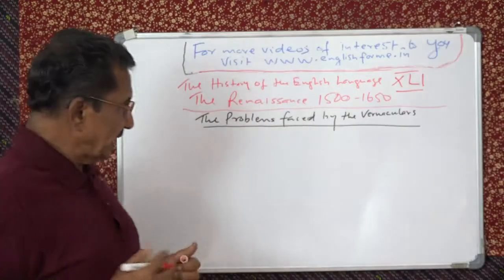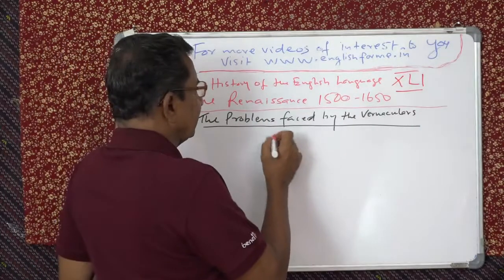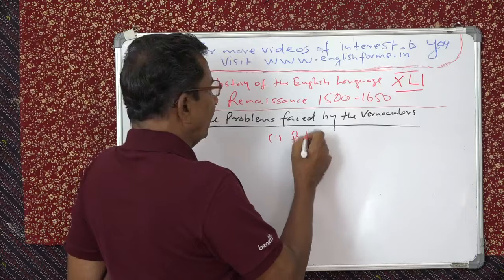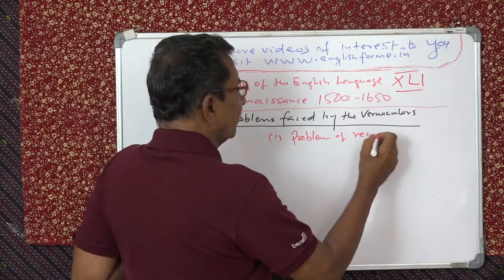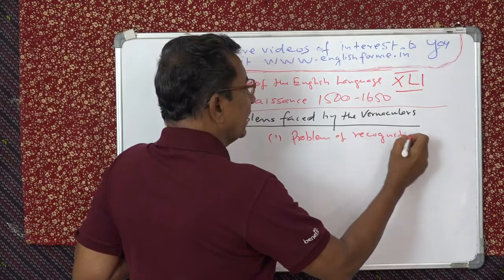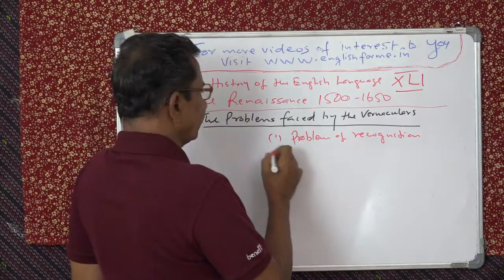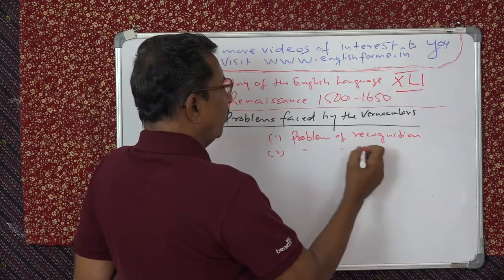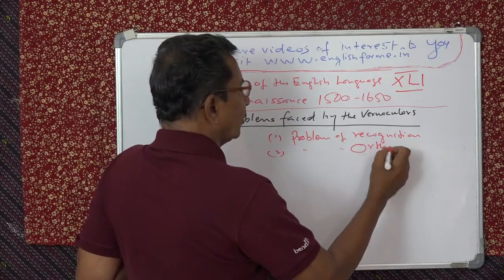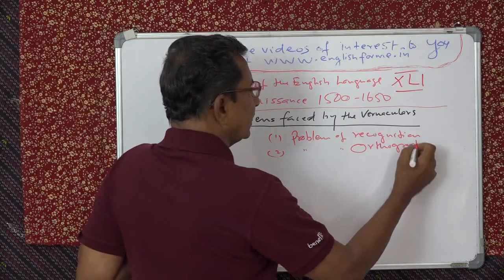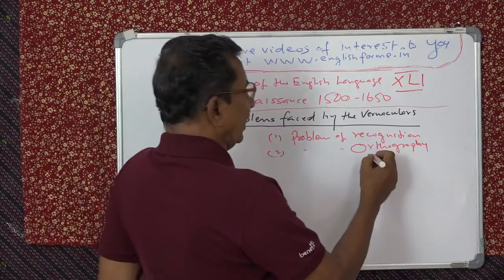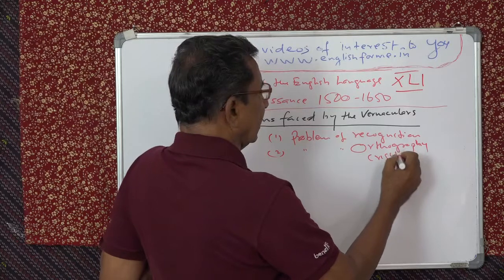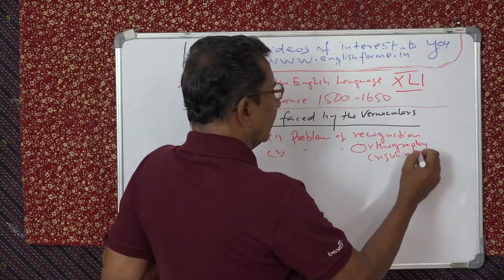See, first is the problem of recognition. Second is a problem of orthography. Orthography means writing. The right writing, orthography or say right writing.